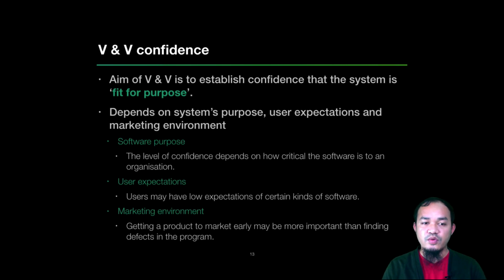For example, for the software purpose, the level of confidence depends on how critical the software is to an organization. For user expectation, users may have low expectations for a certain kind of software. Getting a product to market early may be more important than finding defects in the program. So we do validation and verification to make sure that our software meets the purpose. If the software is working well but does not meet the user expectation, it will not be considered good.